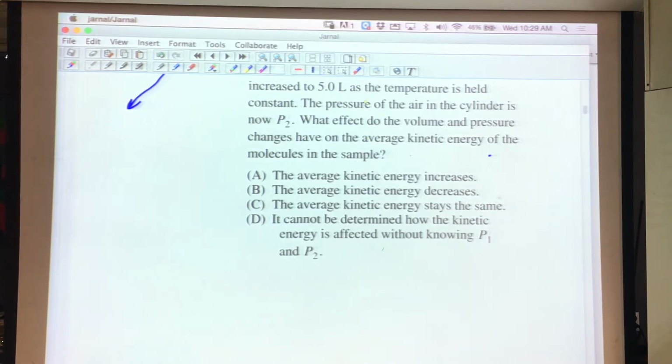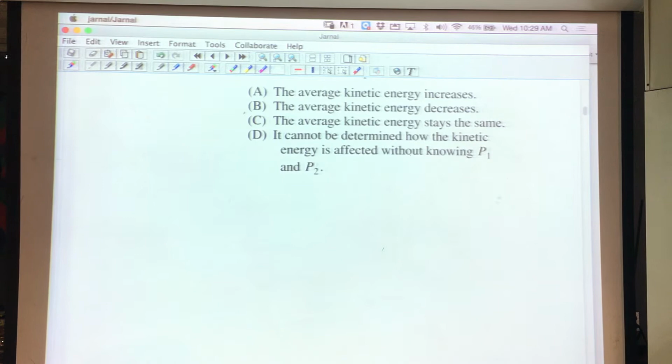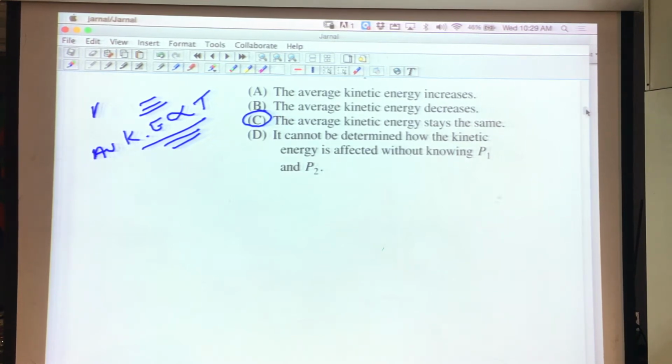Okay, the temperature is held constant. So the temperature is held constant in all of this. So the average kinetic energy stays the same. Average kinetic energy is proportionate to temperature. It's not the same thing, but the average kinetic energy is proportionate to temperature. And we learned about that in our kinetic molecular theory equations, right? So that's that answer. It's that simple.